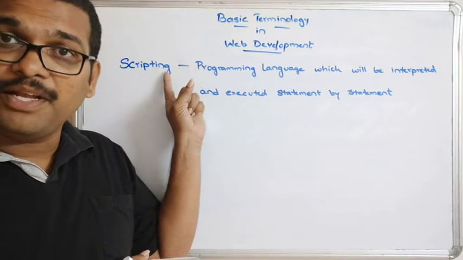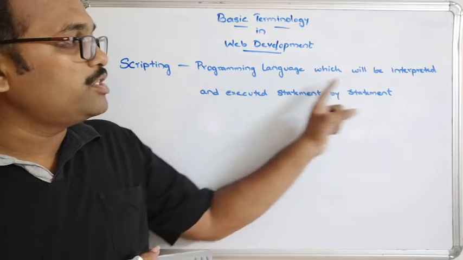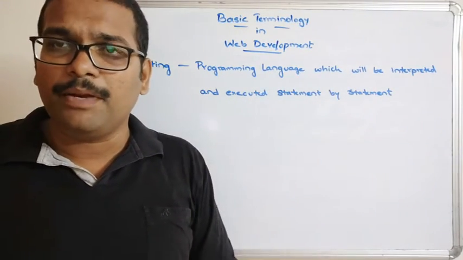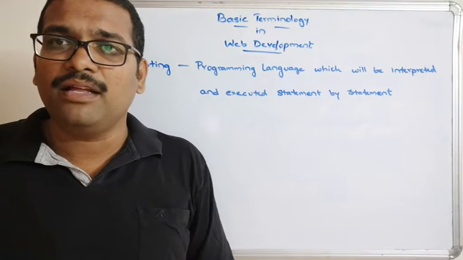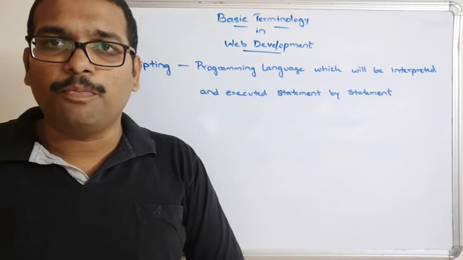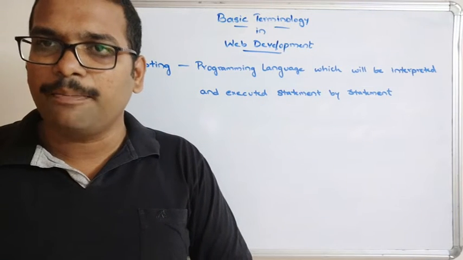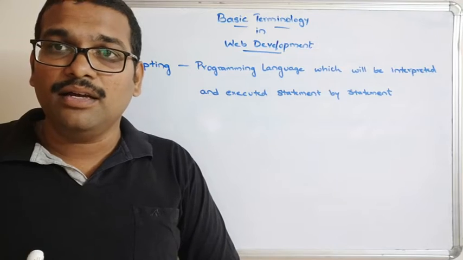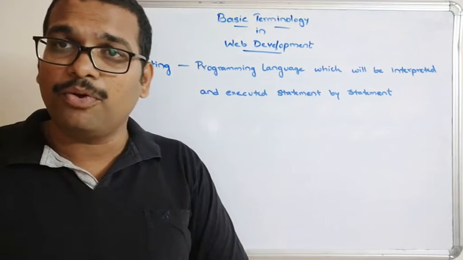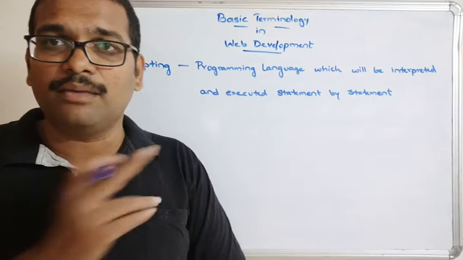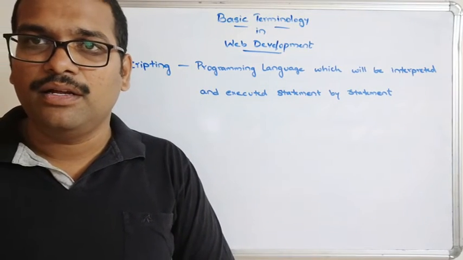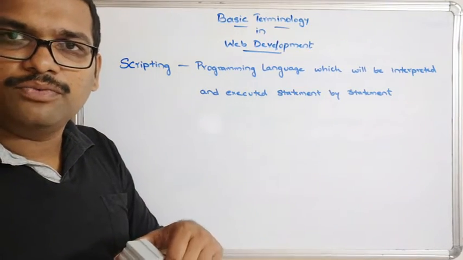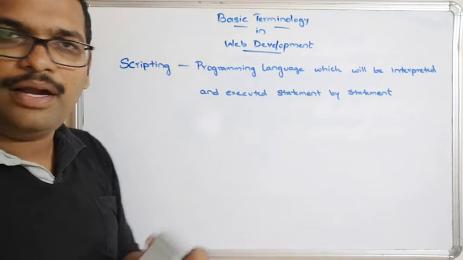So scripting is also a programming language which will be interpreted and executed statement by statement. For example, Python is executed in the interpreter, so Python comes under scripting languages. C and C++ are compiled languages. First we have to compile the program and then execute, so they don't come under scripting languages. A scripting language is a programming language which follows the interpreter.